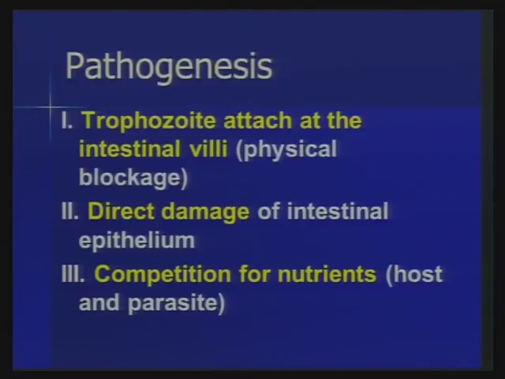So the pathogenesis, I'm going to talk very fast because you can take a look in the handout. It's very clear that they use 3 steps to cause the pathogenesis by the trophozoites themselves. I told you already about the attachment of the parasite on the villi. So this is a physical blockage. And the second thing is direct damage by the parasite, and they need food. We eat food too. So there is competition for nutrients between the protozoa and the host.